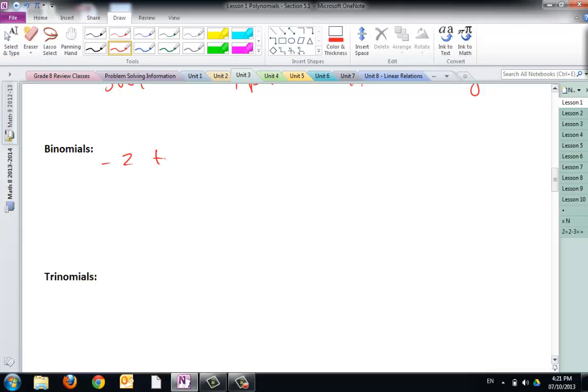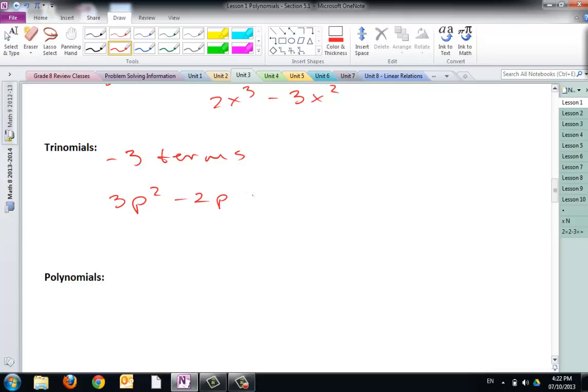Binomials contain two terms, and they will be things like 3m squared plus 4. That would be an example of a binomial, or 14mn minus 3n squared. Or 2x cubed minus 3x squared. All of those will be binomials, all containing two terms. Trinomials contain three terms. So we could have something like 3p squared minus 2p plus 11. That would be a trinomial because it contains three terms.